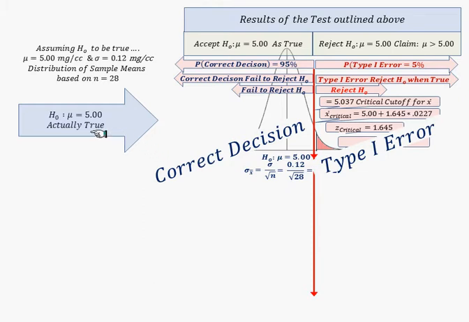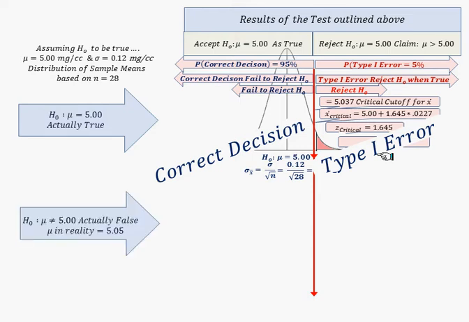So under these circumstances, if H0 is actually true, this will be a correct decision with probability 95%. Type 1 error, the probability of rejecting H0 when it's true is 5%.